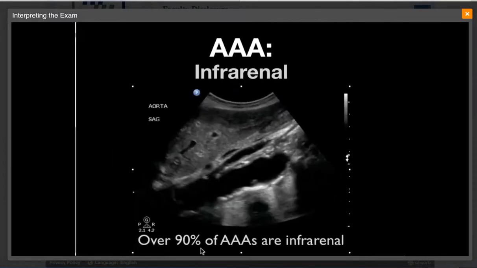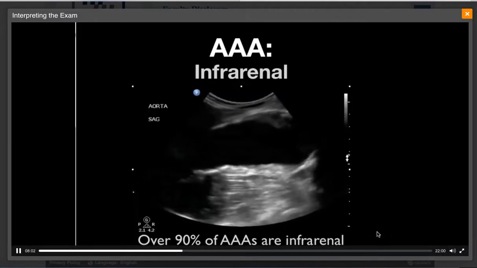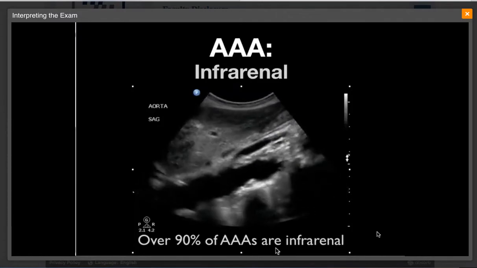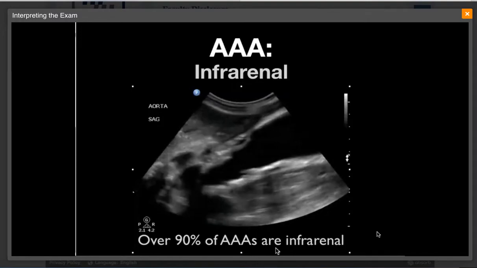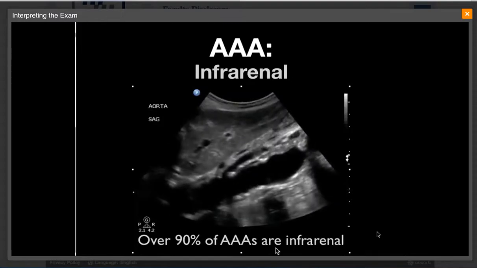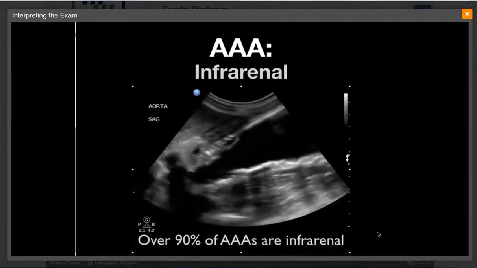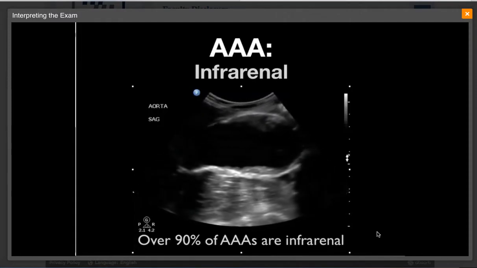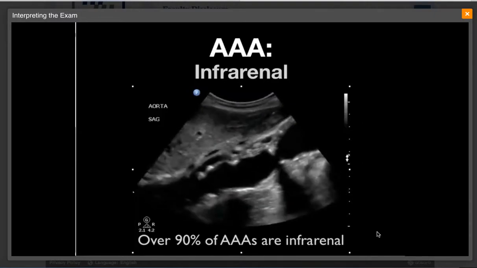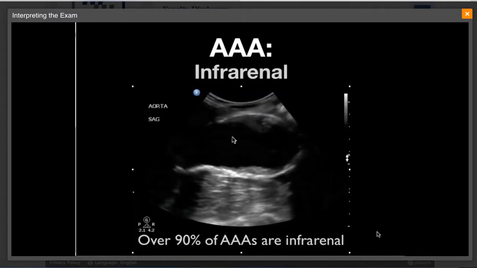Over 90% of AAAs are infrarenal. The renal arteries are best visualized during the transverse scan. However, the renal arteries may be difficult to visualize in the acutely ill patient. Remember that in the vast majority of people, the renal artery takeoffs will be within 2 centimeters of the SMA takeoff. This can be easily assessed during the sagittal scan, and while this information may seem of little significance to the ED physician, again, knowing whether the aneurysm is infrarenal or suprarenal can be very helpful to the vascular surgeon.